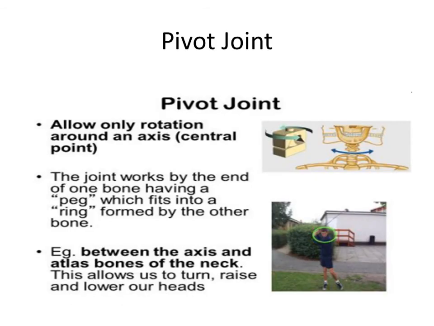Pivot joints. Pivot joints allow only rotation around an axis. The joint works by the end of one bone having a peg which fits into a ring formed by the other bone. Example, between the axis and atlas bones of the neck. This allows us to turn, raise, and lower our heads.